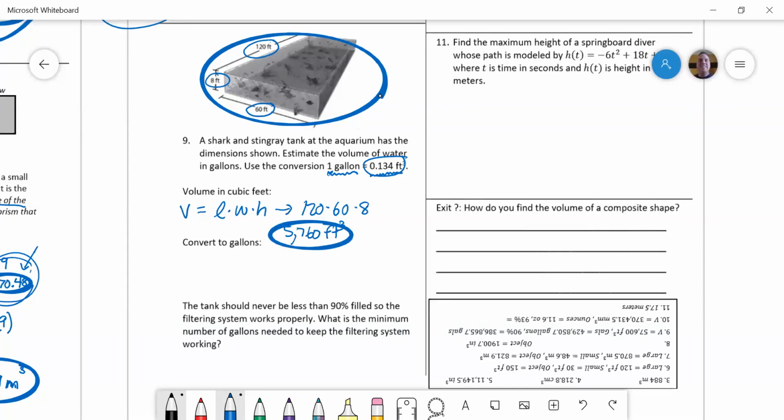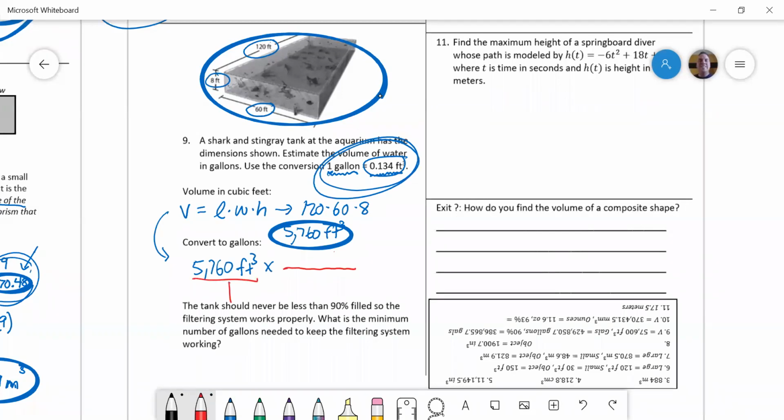Okay, now they want us to convert it to gallons. So we're just going to use this conversion factor that they gave us. So down here, I'm going to say 5,760 cubic feet, and I'm going to multiply this by the conversion factor. We did this earlier in class. You guys know how to do this. So do you remember what goes on? Remember, this is over 1.